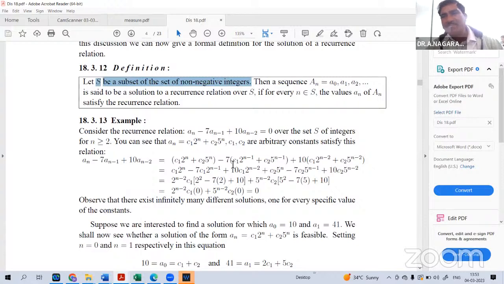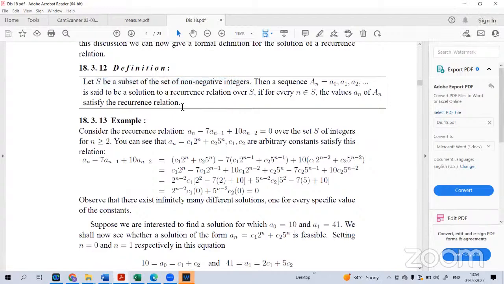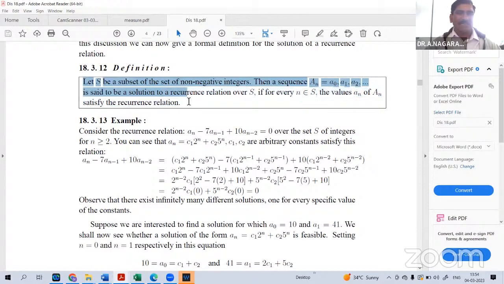Non-negative integers means what? Positive integers: 0, 1, 2, 3, and so on only. Is it clear? Yes. Now, the definition of recurrence relations: we can write this definition based on the sets. Based on the sets, we can write that the recurrence relation is this one. Is it clear?